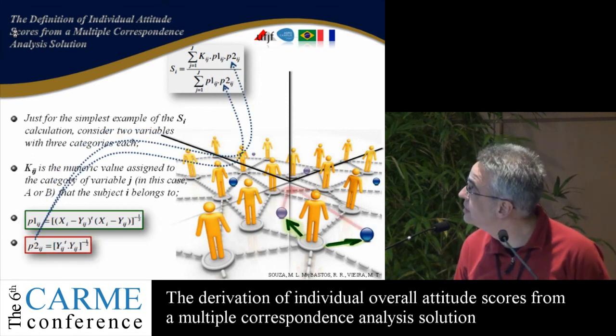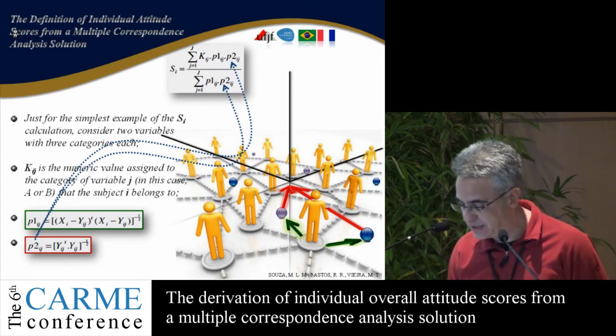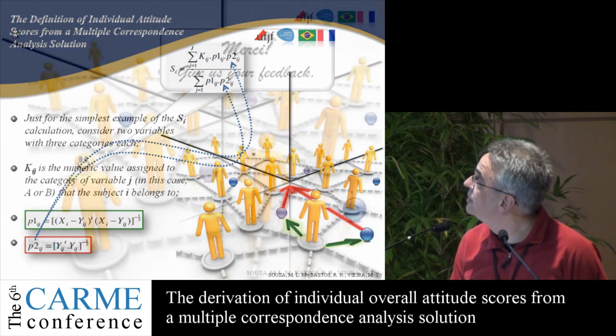You can see them better, but it's related to different distances from the individuals to their categories, okay? And so this is it.